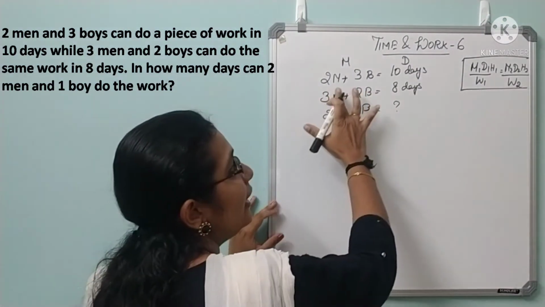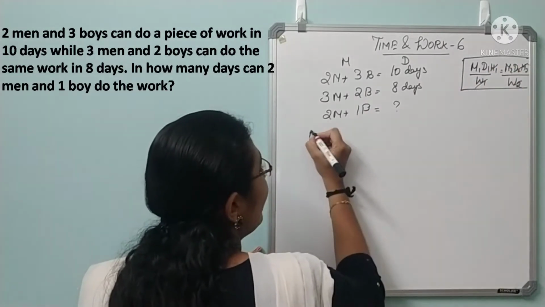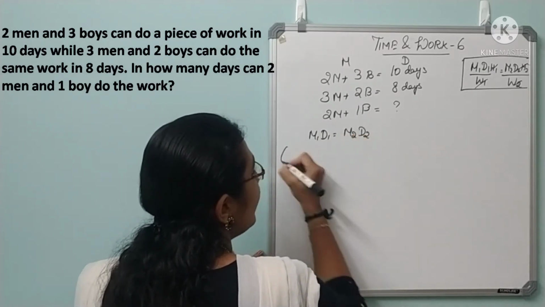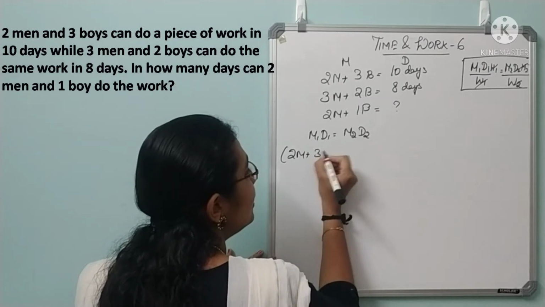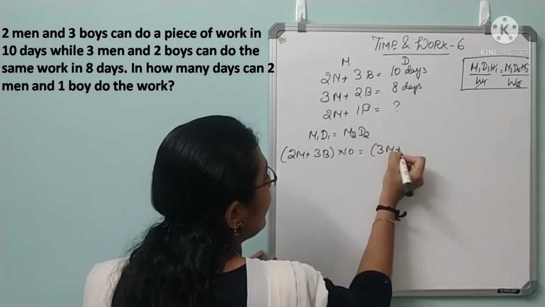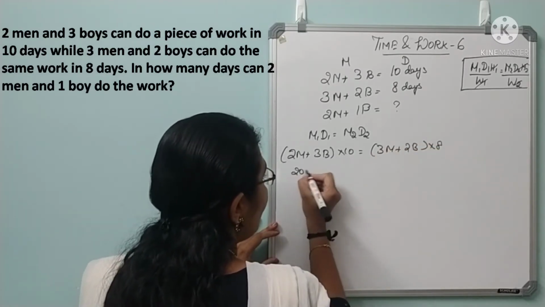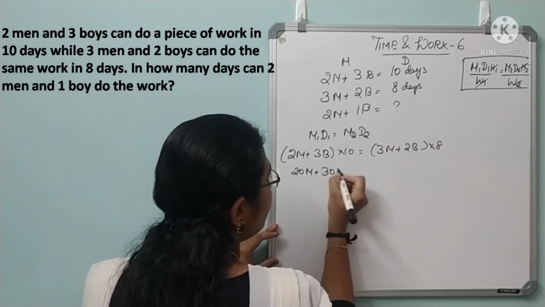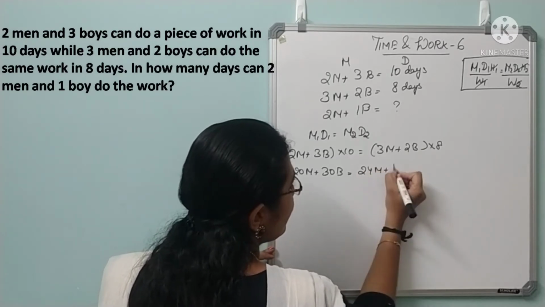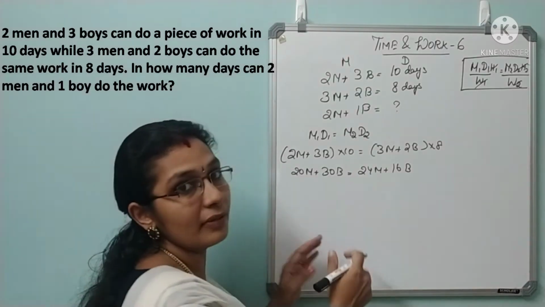So here we have only men and days. So no work, no hours. Okay, so men 1, D1 is equal to men 2, D2. Right, so it is (2m plus 3b) into 10, which is equal to (3m plus 2b) into 8. So 20m plus 30b is equal to 24m plus 16b, right?